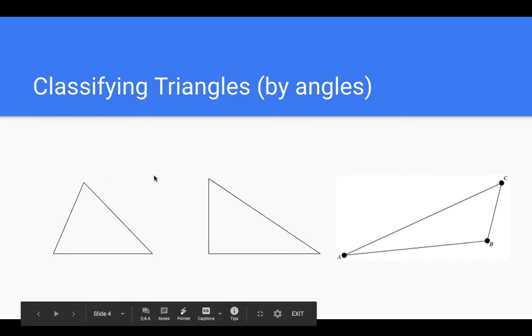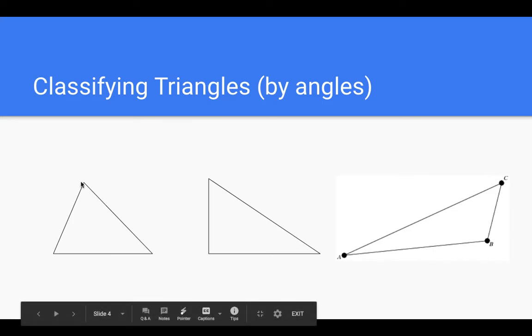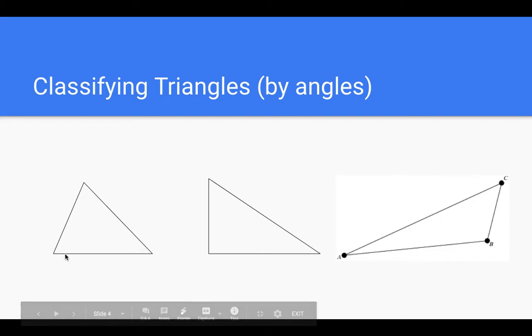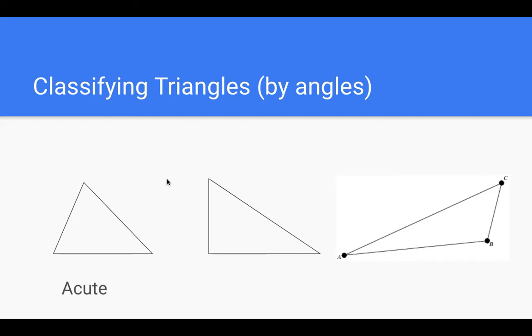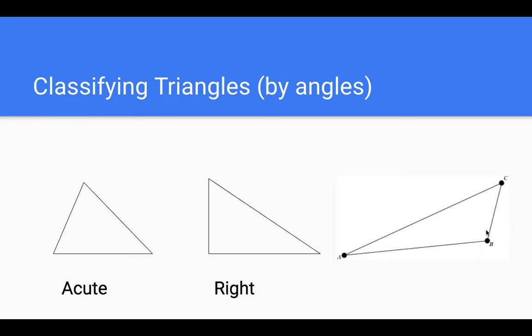Okay, now classifying by the angles. We have acute angles, which are smaller than 90 degrees, right angles, which equal 90 degrees, and obtuse angles, which are larger than 90 degrees. In this first triangle on the right, all of the angles are smaller than 90 degrees, so we call it what? An acute triangle. Here in the middle, these 2 angles are acute, but this one here I see as a square. It's 90 degrees, so this is a right triangle. And last, this one angle right here is larger than 90 degrees, making this an obtuse triangle.